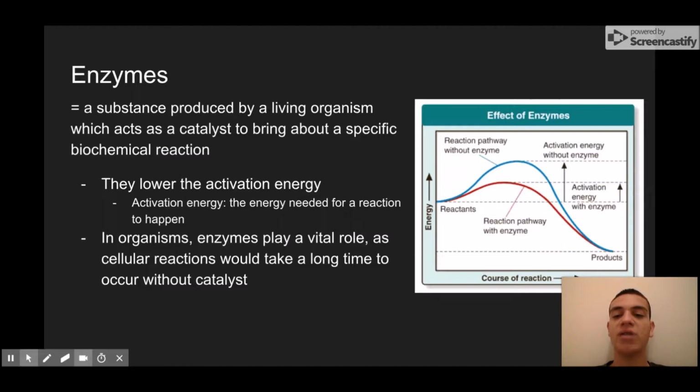In the diagram on the right, you see the effect of enzymes in relation to the activation energy level. As the viewer can observe, the reaction pathway's arc is smaller when using an enzyme.